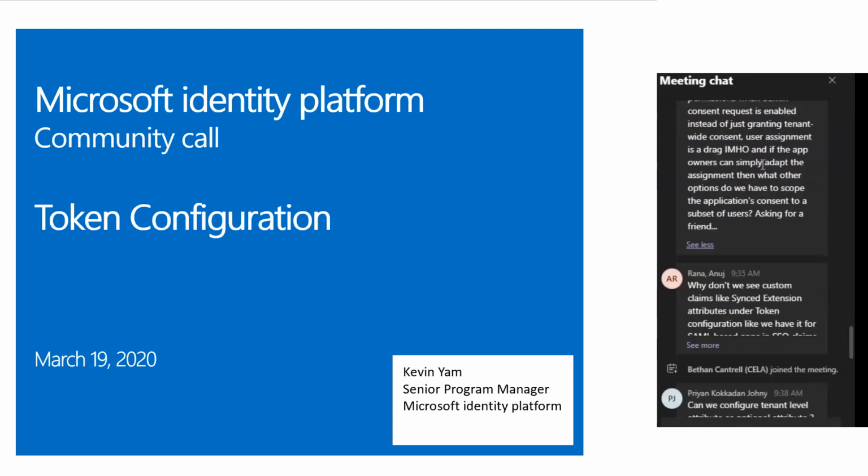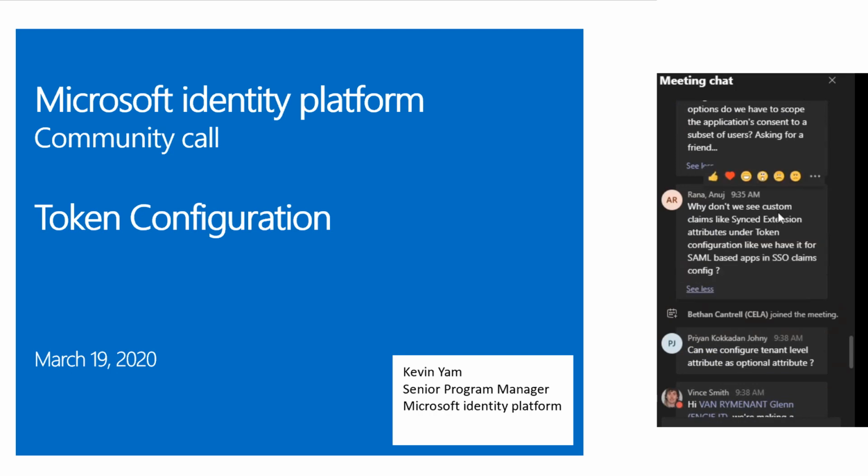This one I think is for Vince, so I'll put that on the back burner. Vince, maybe you can loop back and answer this. Why don't we see custom claims like synced extension attributes like we have for SAML-based apps?